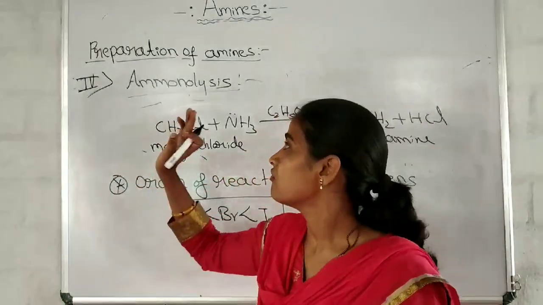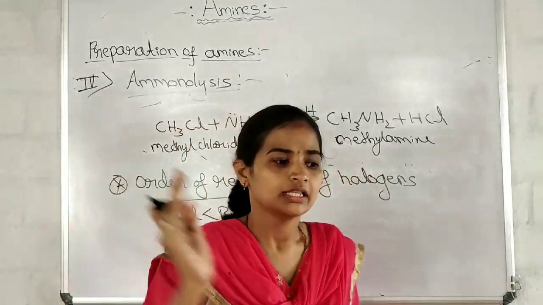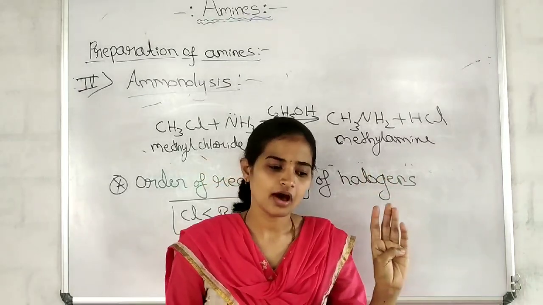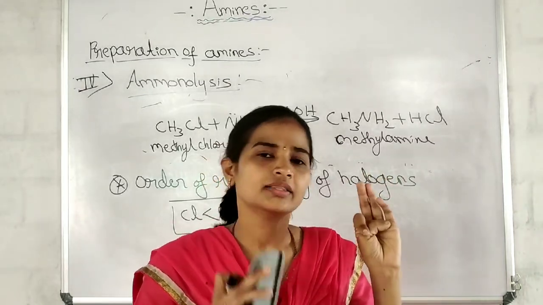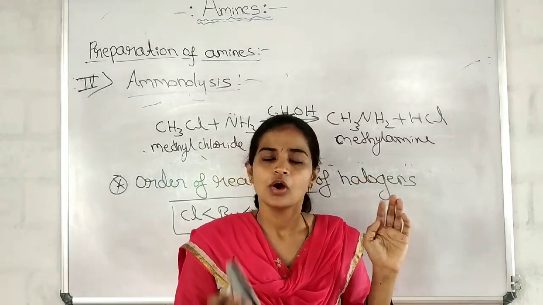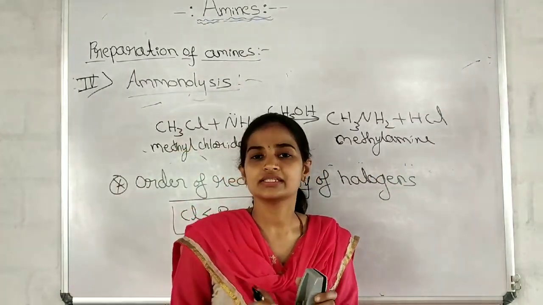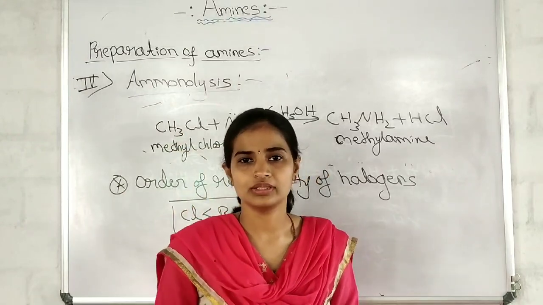This completes the fourth method, that is ammonolysis. Two more methods are remaining, that is Gabriel phthalimide synthesis and Hoffmann bromamide degradation method. Those we will discuss in the next class. Hope you have understood. You should keep practicing the reactions, then only you will be thorough in this. Thank you.